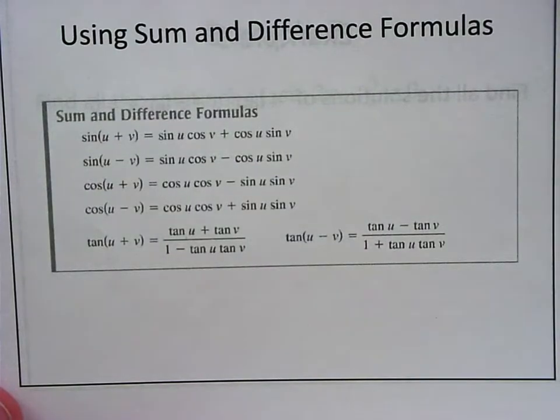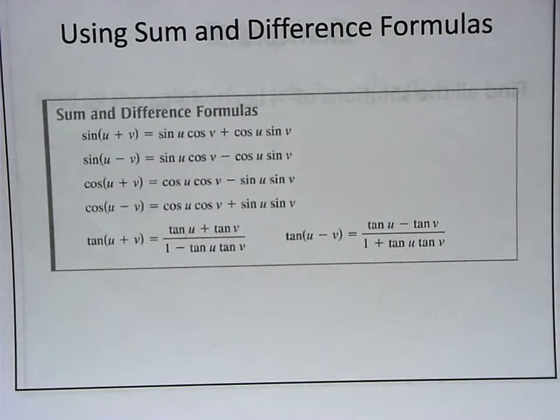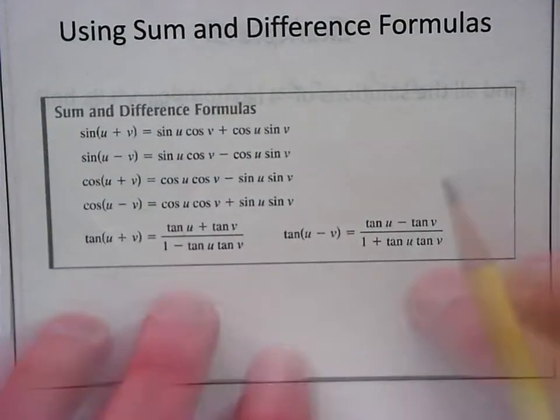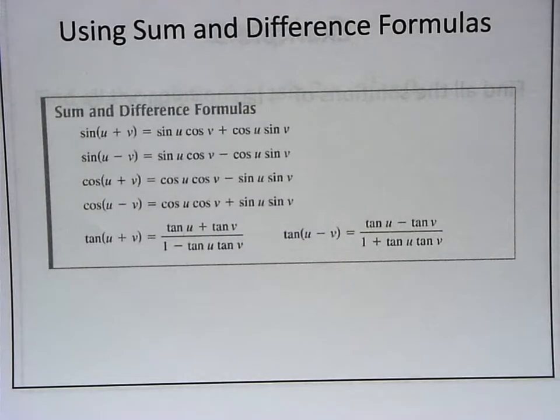Tangent's a little more convoluted. Some people like to actually just split that up and do sine and cosine separately for it, because you could do sine of u plus v over cosine of u plus v. Gives you one less to remember, but it takes a little more time. But we'll take a look at them.